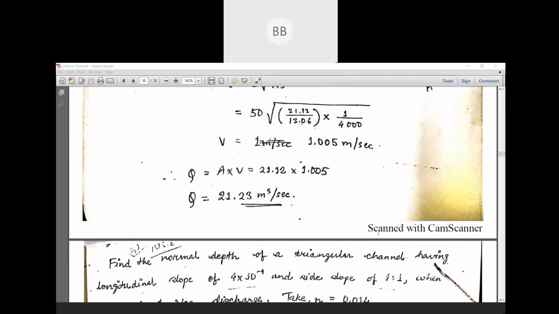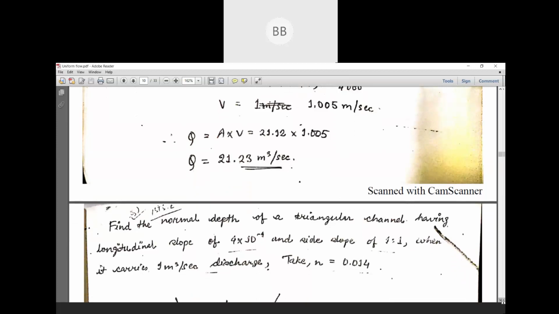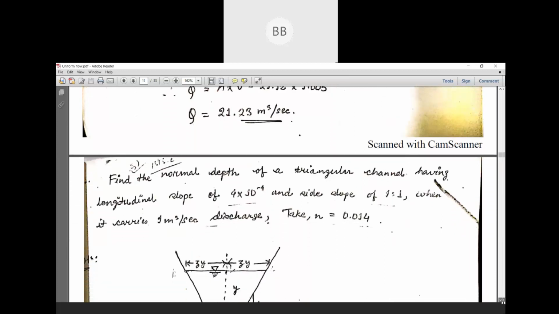Okay, so I think it's over. So we are going to the next numerical. Next is for triangular channel.